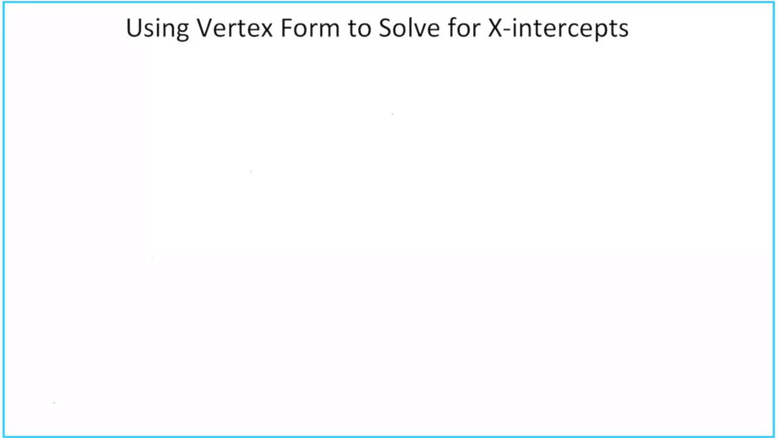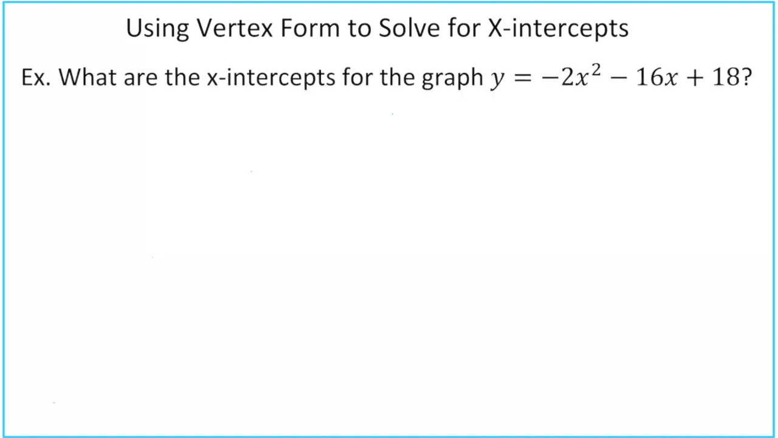In this video, we're going to take a look at using Vertex Form to solve for x-intercepts. Let's start with an example problem. What are the x-intercepts for the graph y equals negative 2x squared minus 16x plus 18? Our first step is to convert this to Vertex Form.